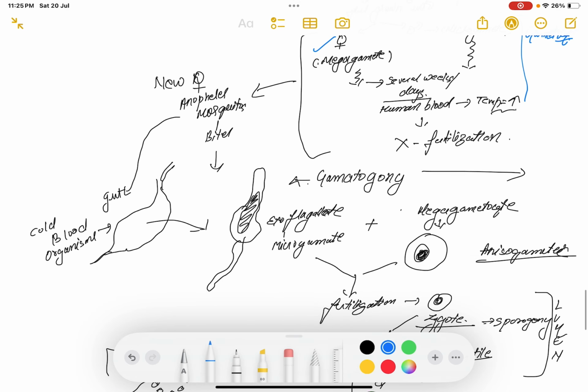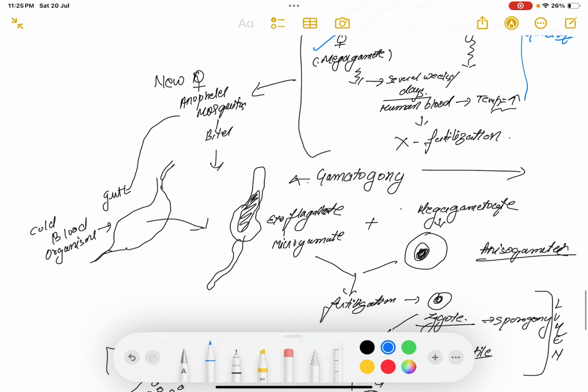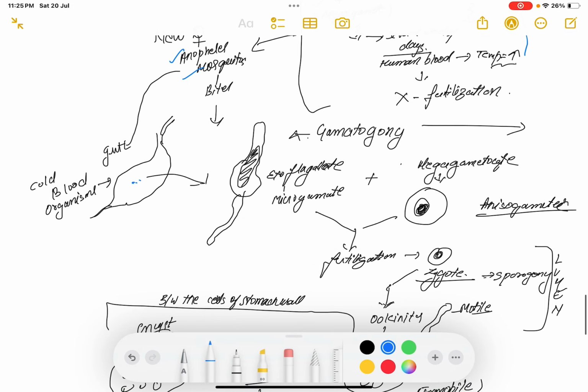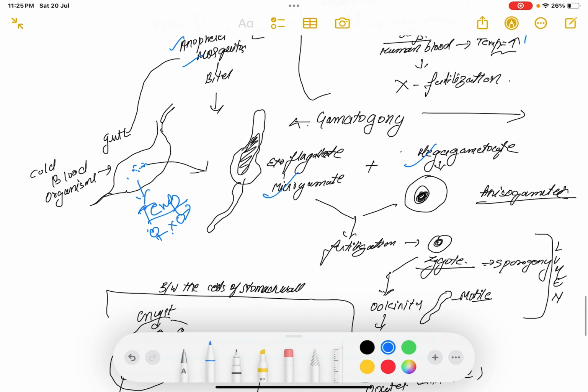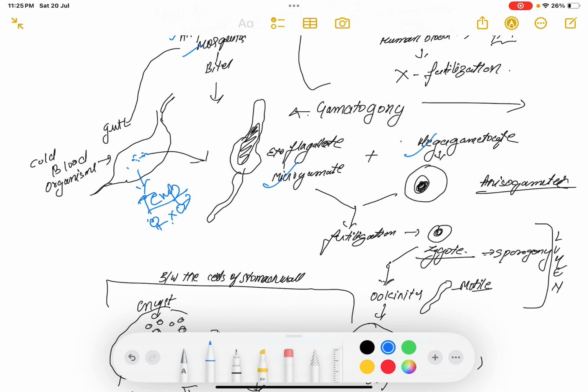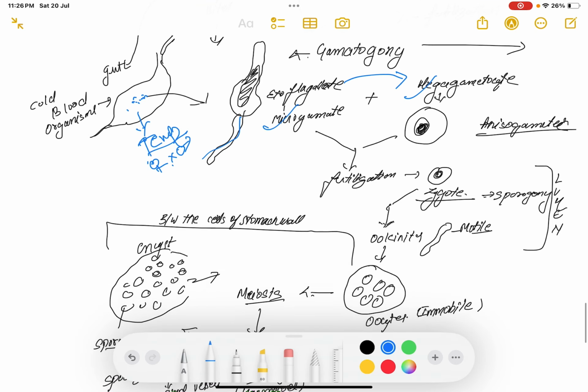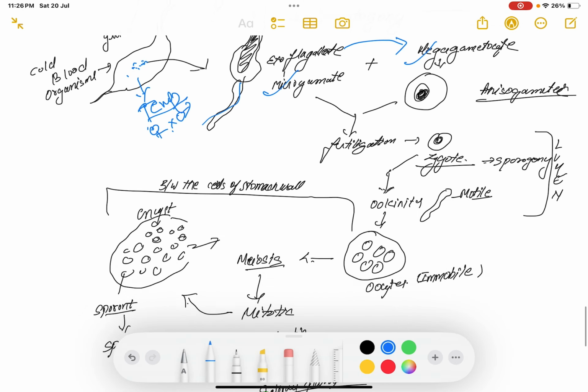Then when another mosquito, especially a female Anopheles mosquito, comes and bites, it enters into the gut, where the normal temperature is favorable for the gametes to fuse to form the zygote. So the microgametes, the exflagellated male gametes, will come, go and fuse with the megagamete, which is the female gamete, and fertilization occurs and a zygote will form.